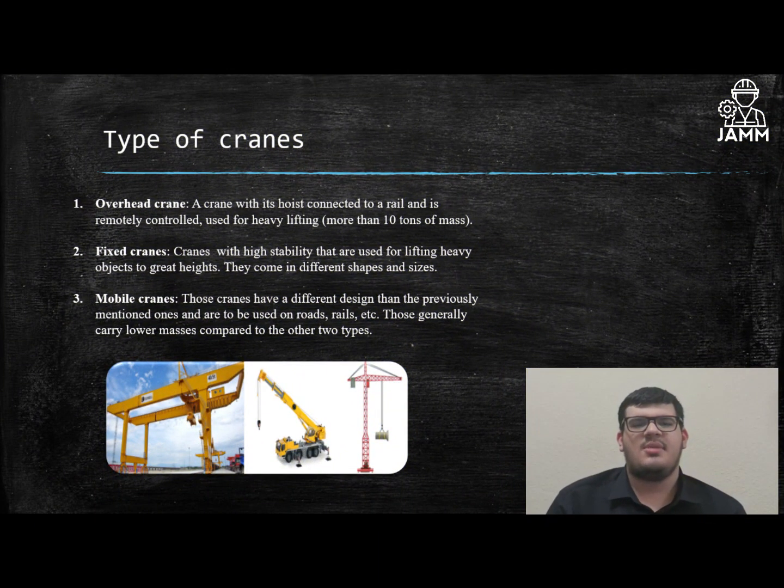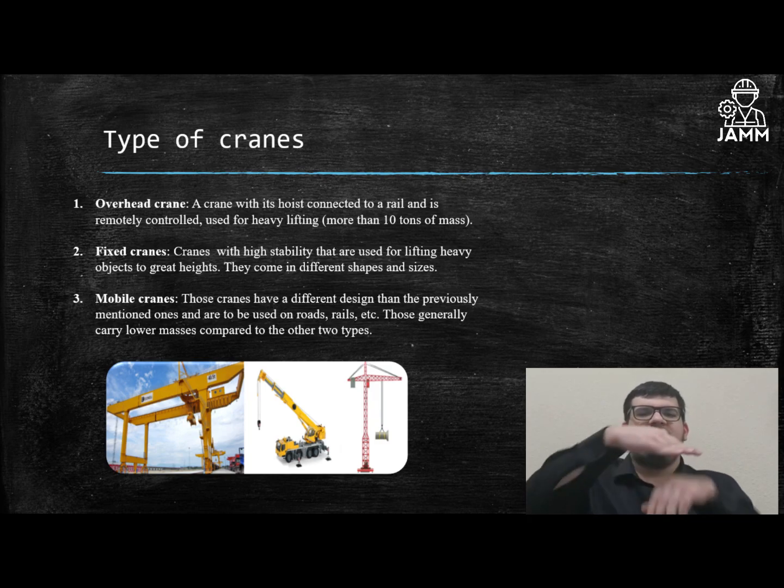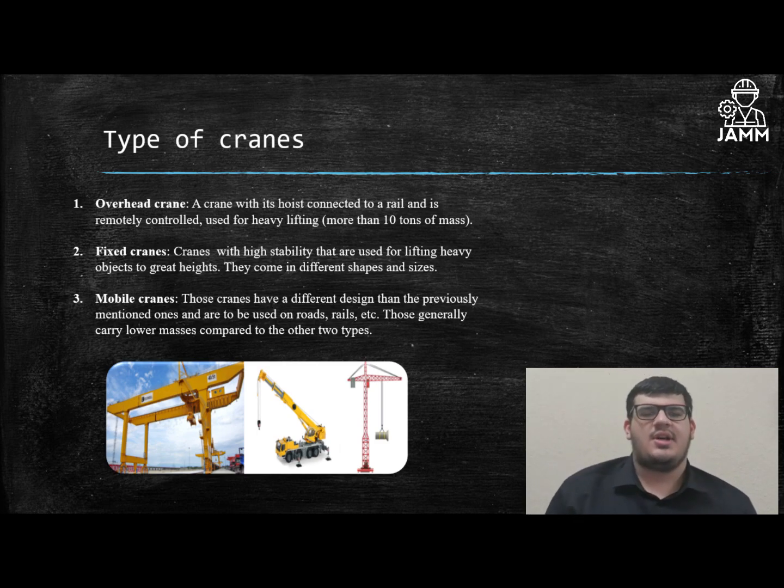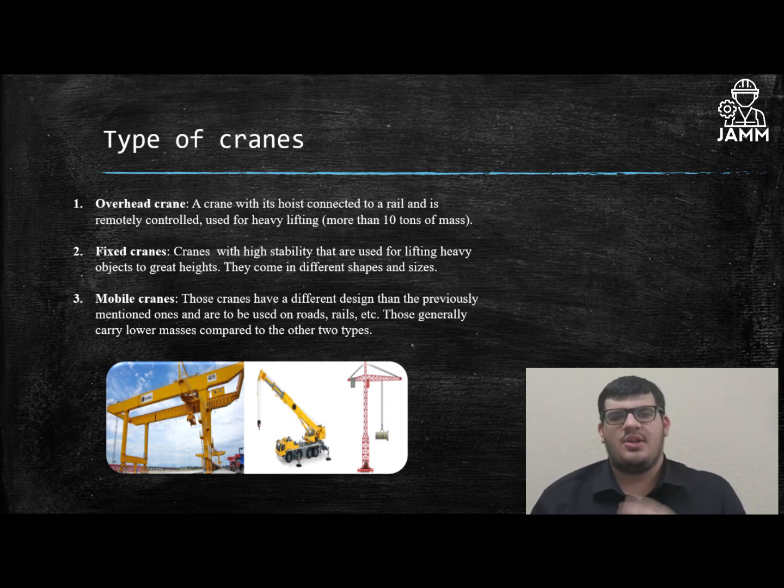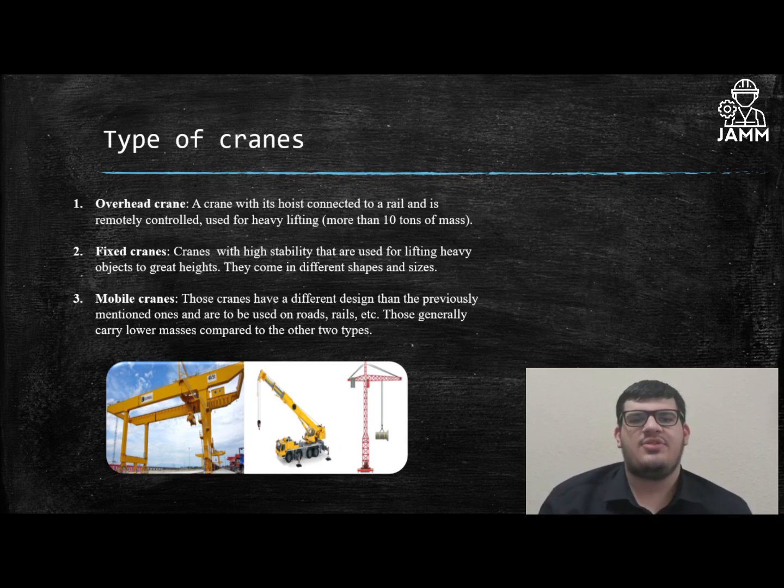Now we will discuss the 3 main types of cranes. The first type is overhead cranes. Those cranes have their hoists connected to a rail and can lift masses greater than 10 tons. The second type is fixed cranes. Those cranes are used for their strength and durability and can lift masses to very high heights. The third and final type is portable cranes. Those cranes are movable and can work under different conditions, such as on roads, on bridges, etc.